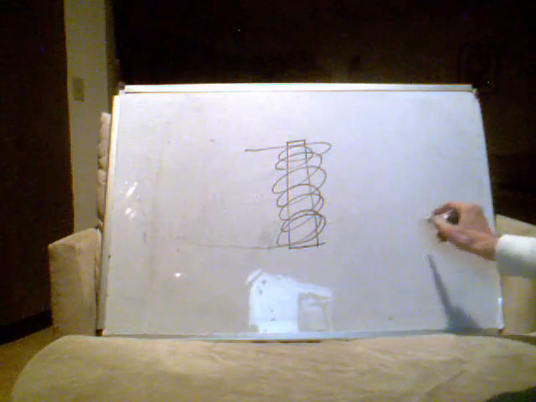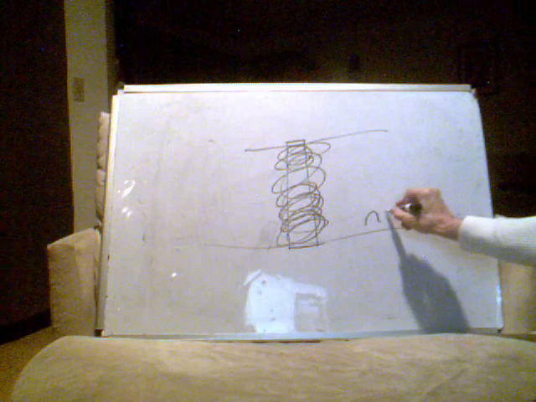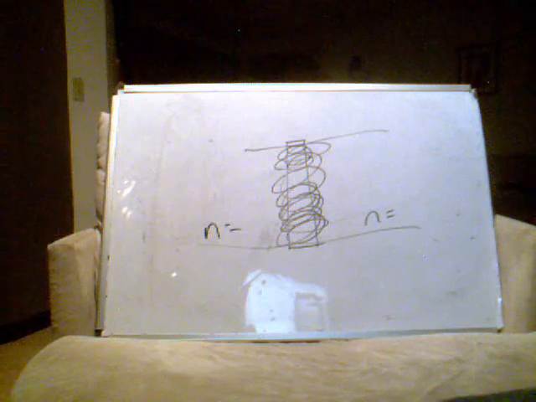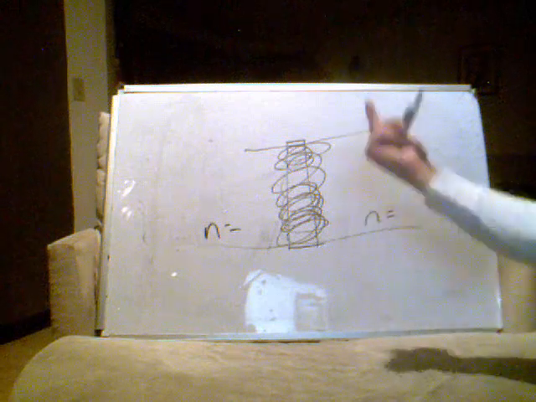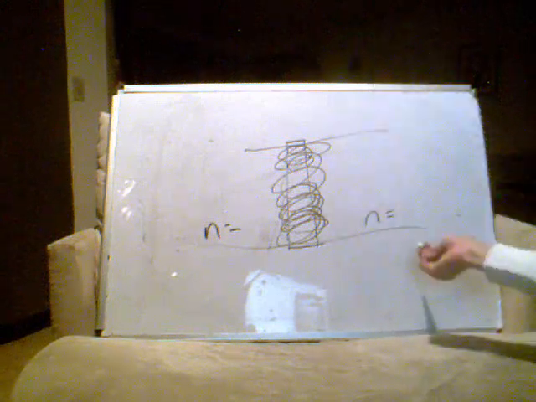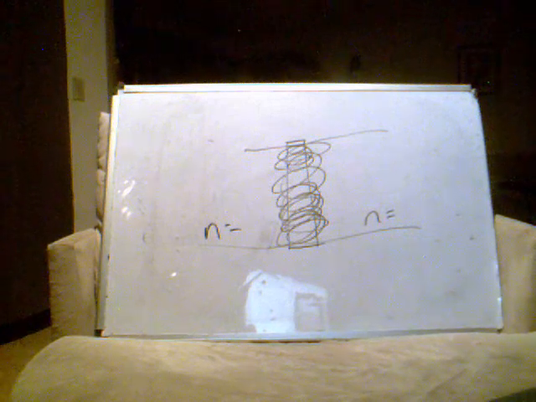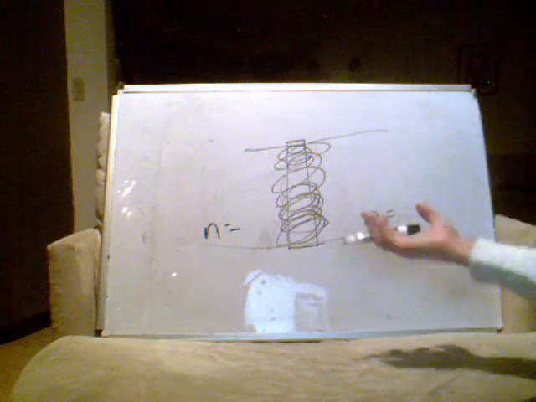Now, typically, a transformer has two sets of wires, right? One of these will have a certain amount of turns, and this other one will have a different amount of turns. So as current flows through one of the coils, it creates a magnetic field in the core, which induces a current in the other wire. Now, the amount of voltage that's in these wires is going to depend on the amount of turns in the wire.